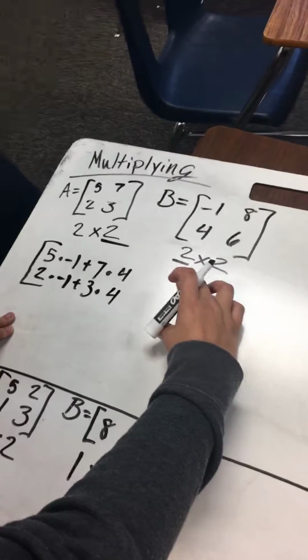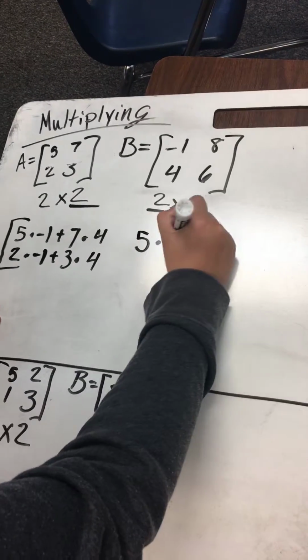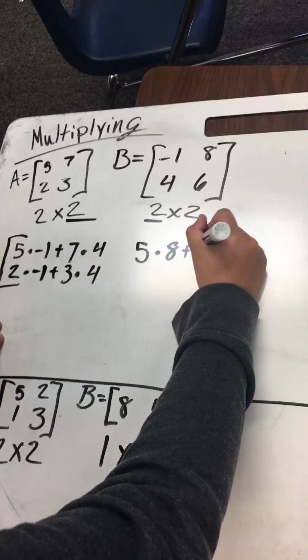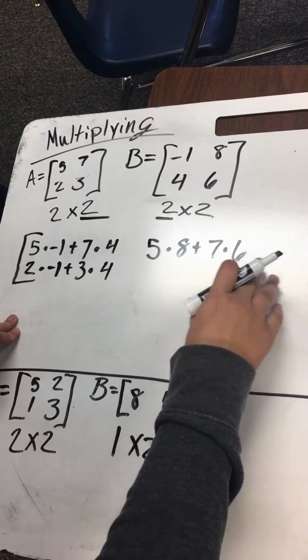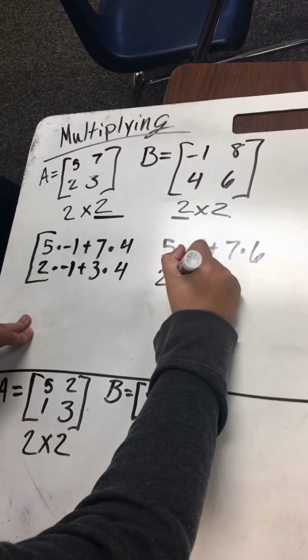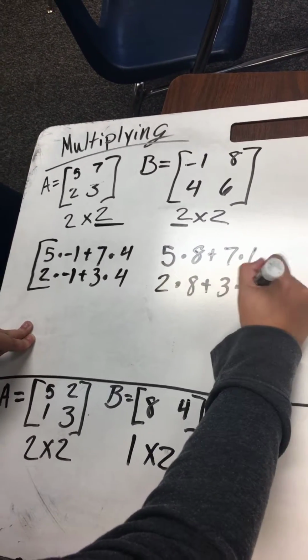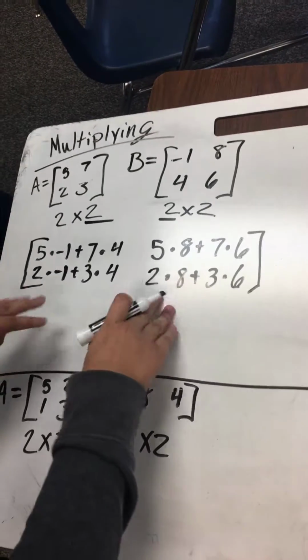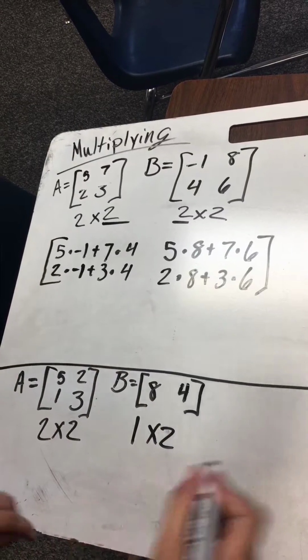For the second column, we would do 5 times 8 plus 7 times 6 to get the second column for the first row. For the second row, you would do 2 times 8 plus 3 times 6. So that gets you your basic information of what you need to start solving.